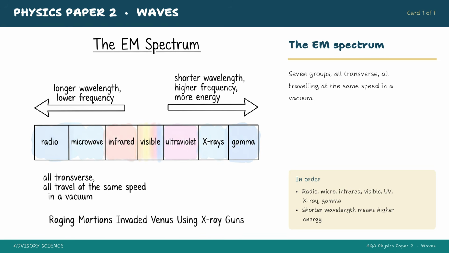Along that list, the wavelength gets shorter and the frequency gets higher and the energy bigger, which is why the gamma end is the most dangerous.